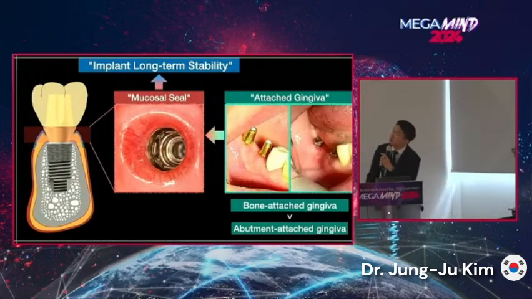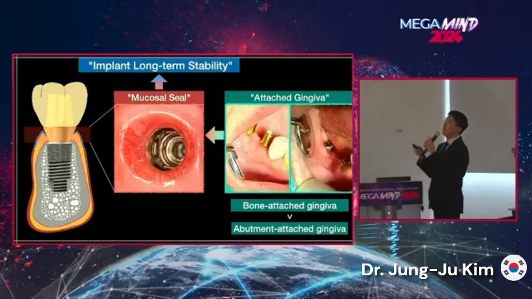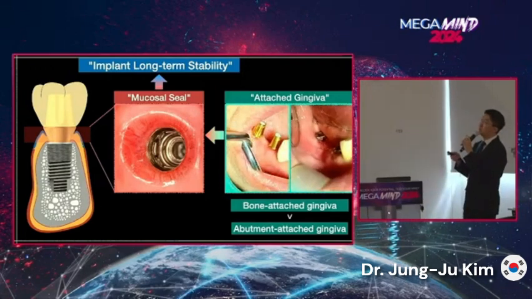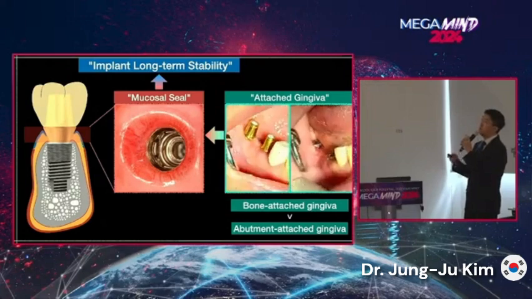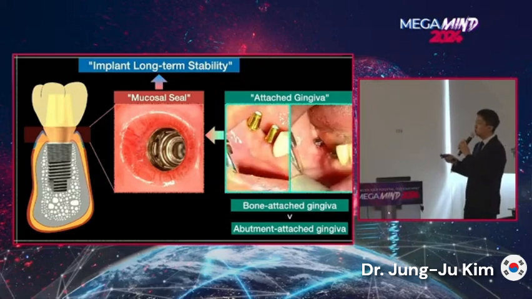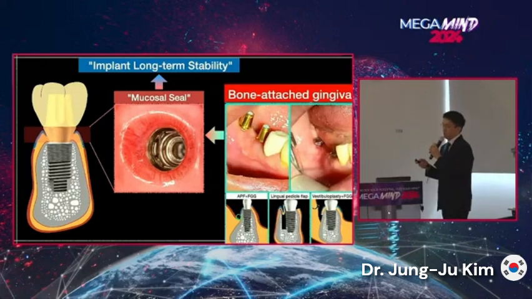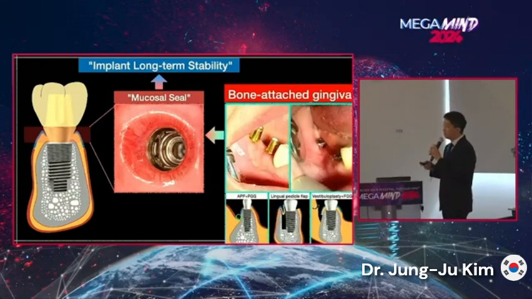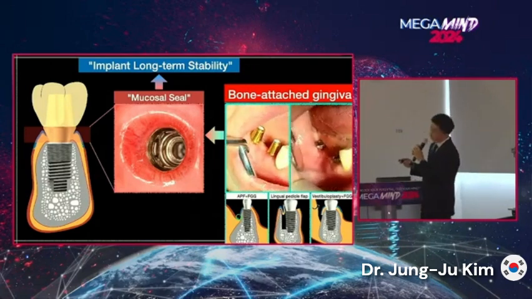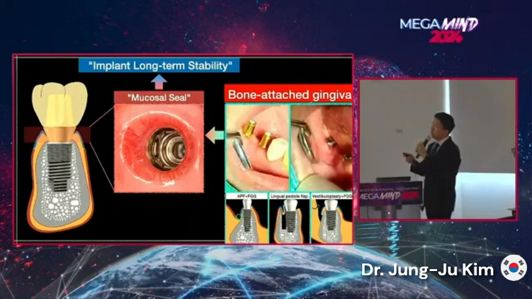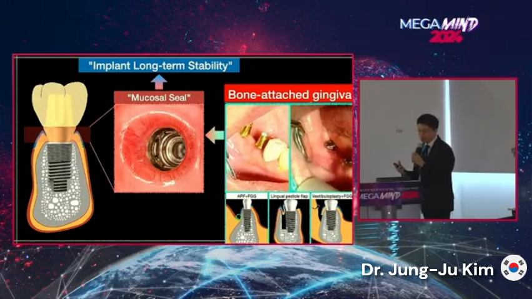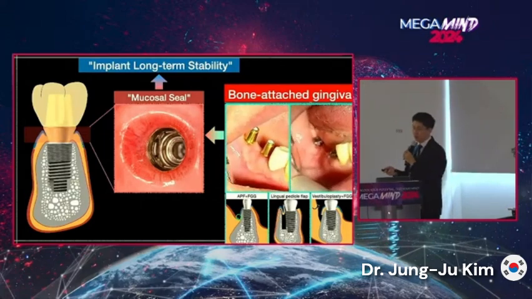To summarize, the long-term stability of the implant is achieved through a healthy mucosal seal. The mucosal seal is maintained by the attached gingiva, especially bone-attached gingiva. And these are the surgical methods to gain bone-attached gingiva. And it prevents the detachment of the mucosal seal from the movements of surrounding tissues.